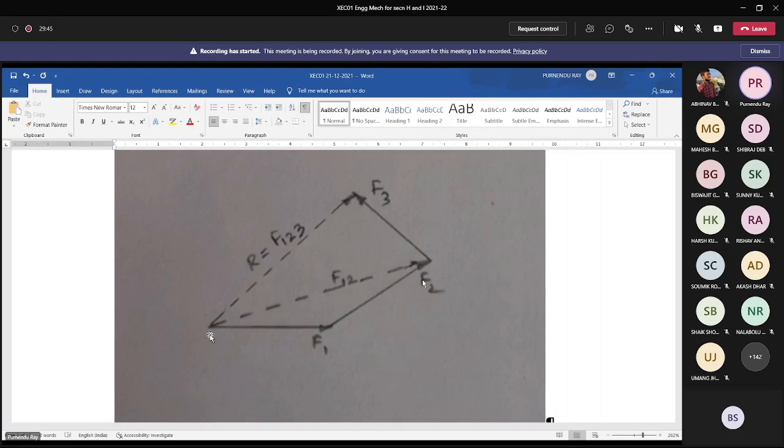Now, that is one criterion for equilibrium. Another criterion is also there. That is the primary condition, that there should not be any gap between the first point of the first vector and the last point of the last vector. Then the resultant force is equal to 0. That is the primary condition for equilibrium.